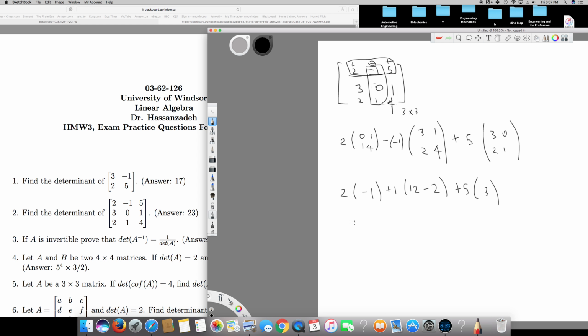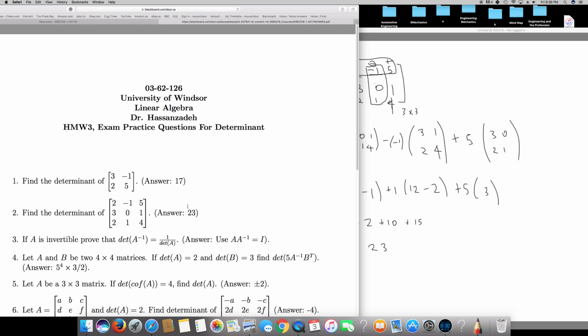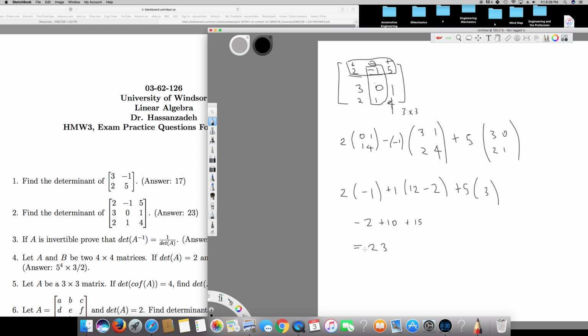So it's going to be like this, 2 times 1 is minus 2, 12 minus 2 is 10, so plus 10, and 5 times 3 is going to be 15. So 15 plus 10 is 25, 25 minus 2 is 23. 23 is our final answer. It's the same as the given answer. So we have done this. Let's move to the next question.